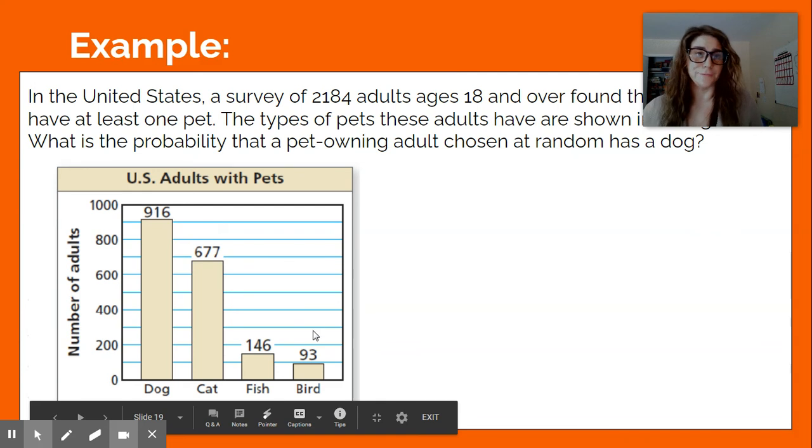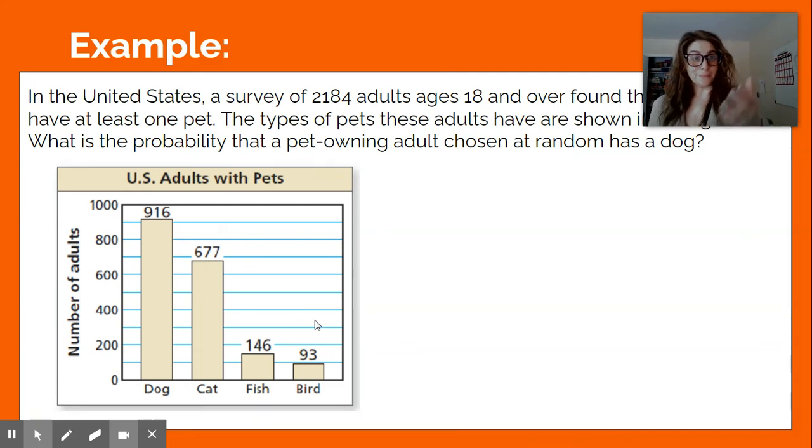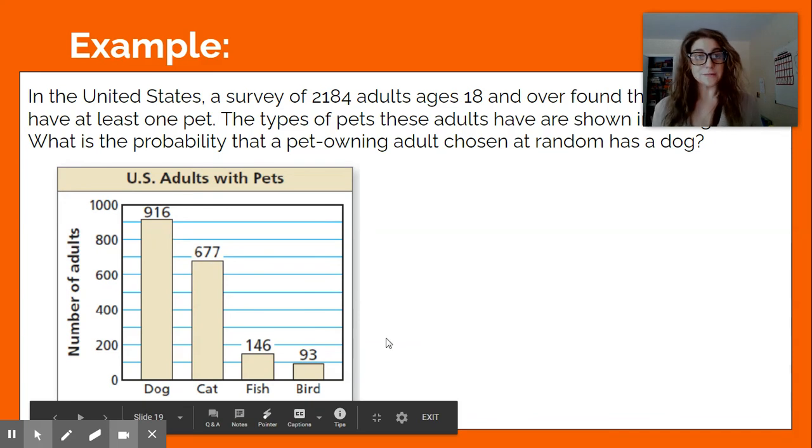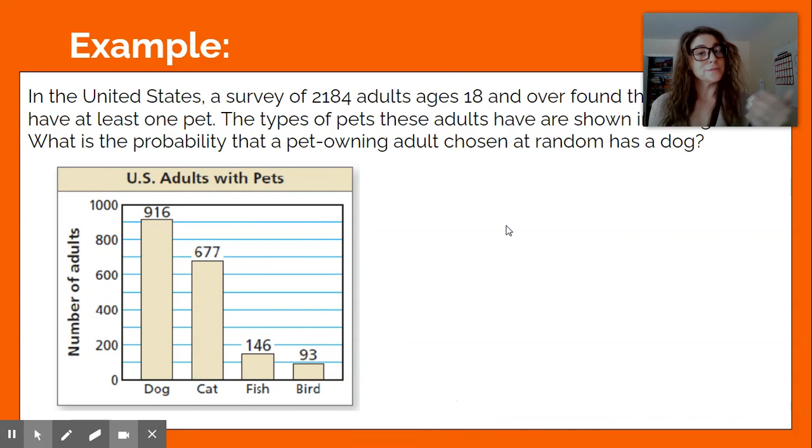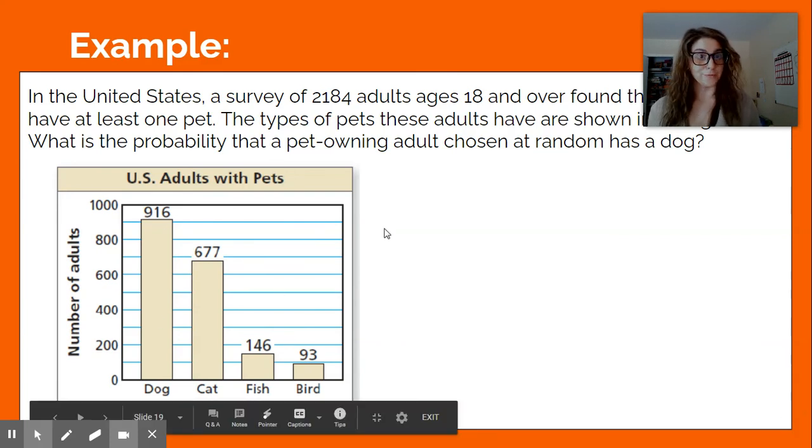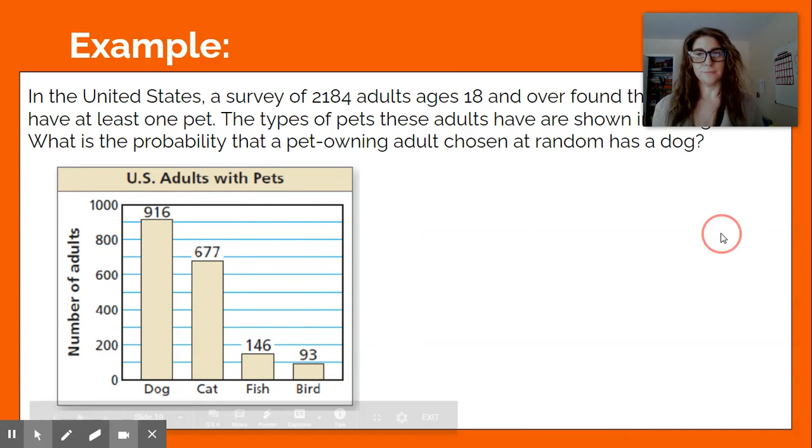Okay, we're going to look at how to figure out probability from a bar graph. We should know how to read bar graphs. This one's nice. It tells us the events, how many occur. And you just need to know what the total is to find the probability of maybe someone owning a dog or a fish or whatever it is asking of you.